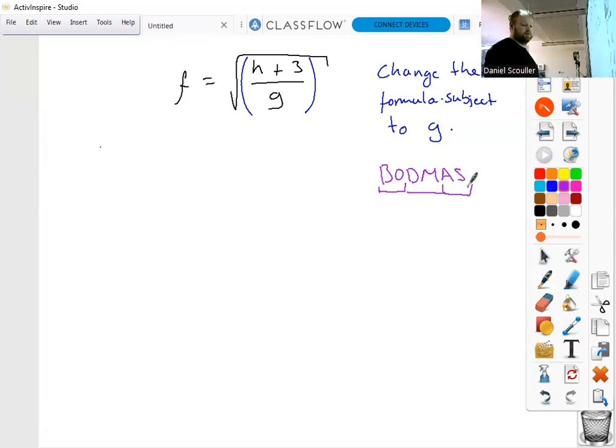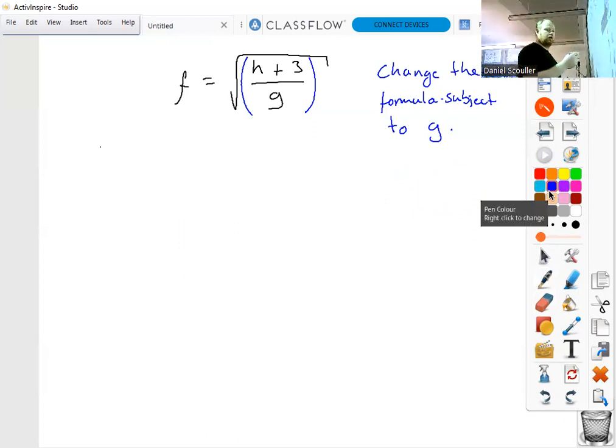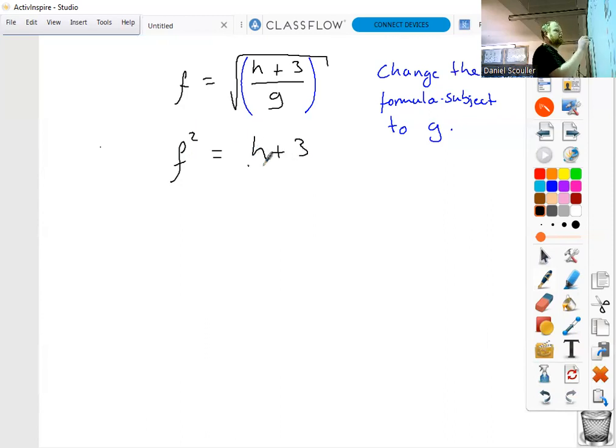Those blue brackets I've drawn in aren't really there, but because that root covers that whole thing, I can't do anything underneath that root. I can't move any part underneath that root until I get rid of that root sign and move it away. So that's the first thing I need to do. The opposite of rooting something is squaring. So that f becomes squared, and we're left with h plus 3 over g.